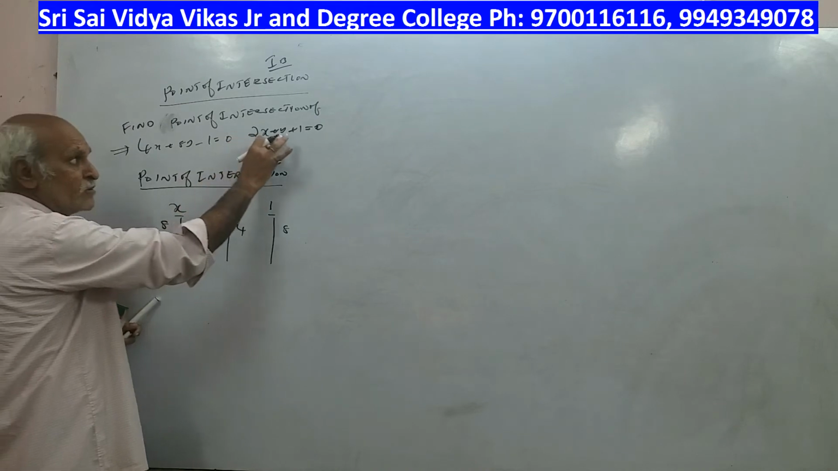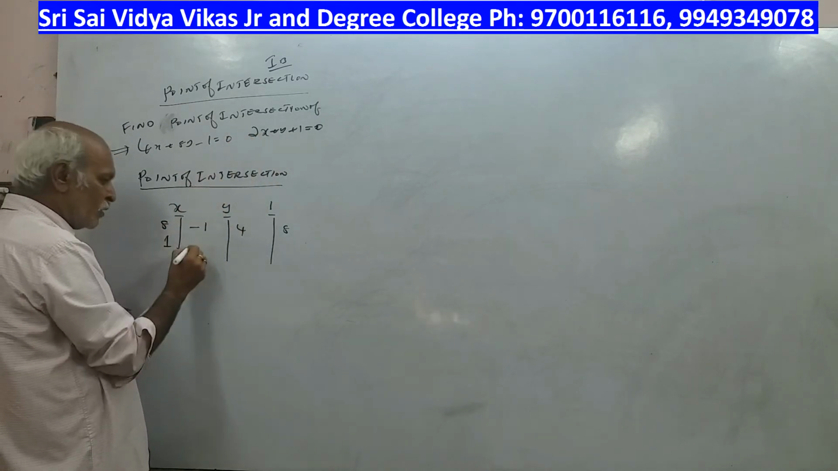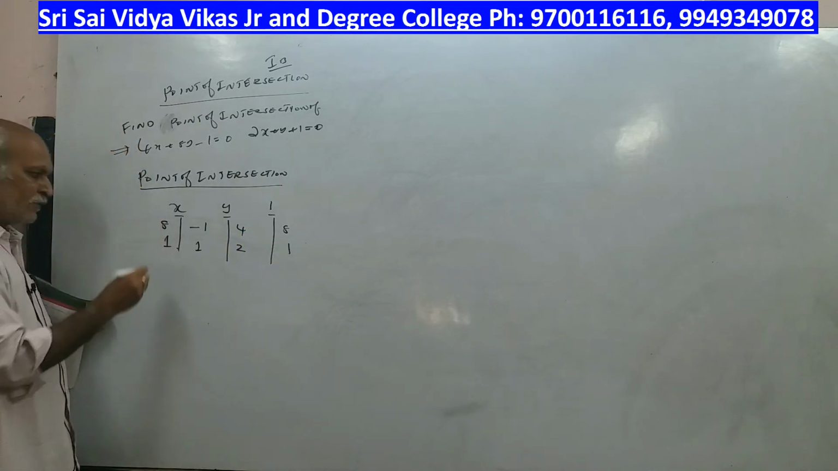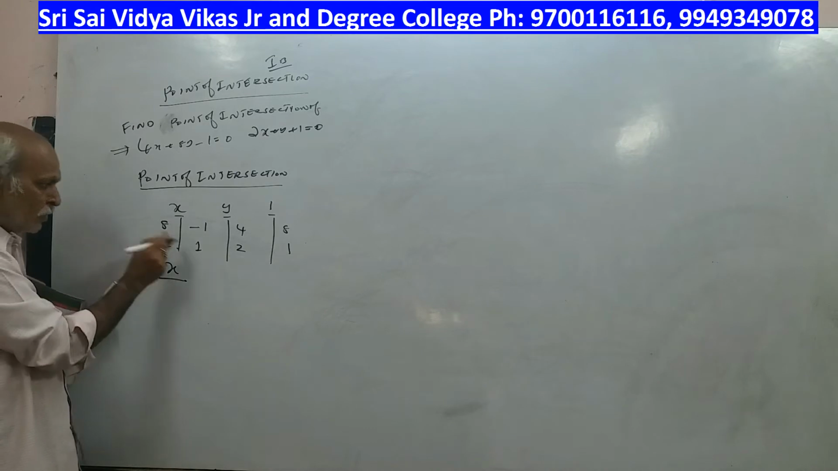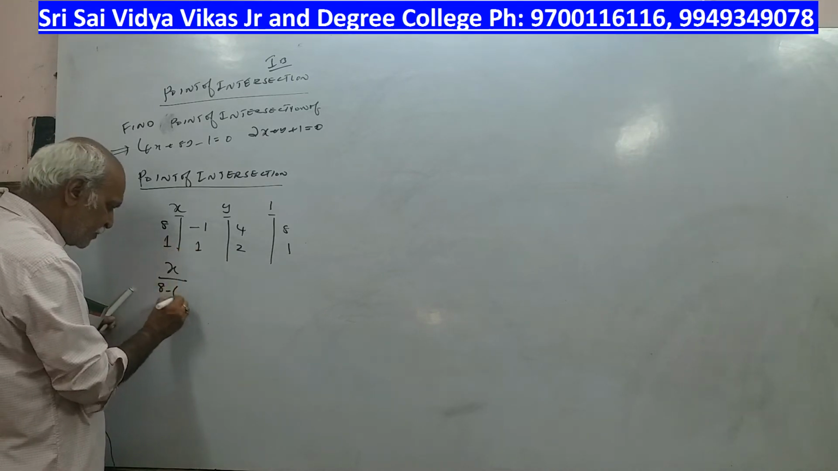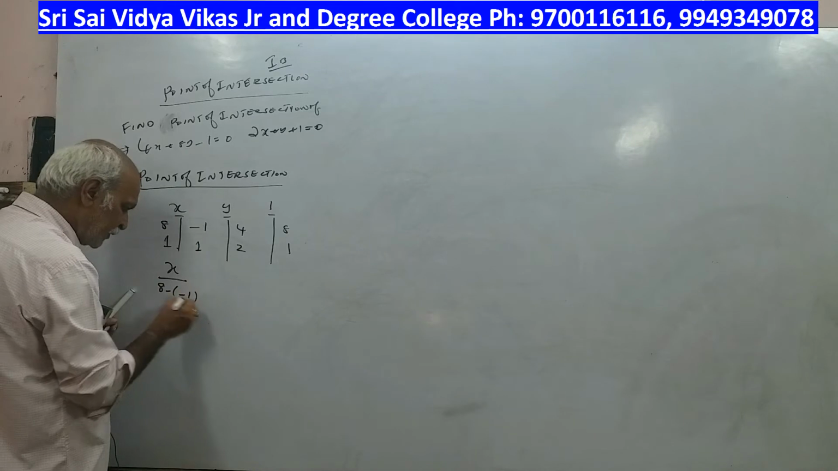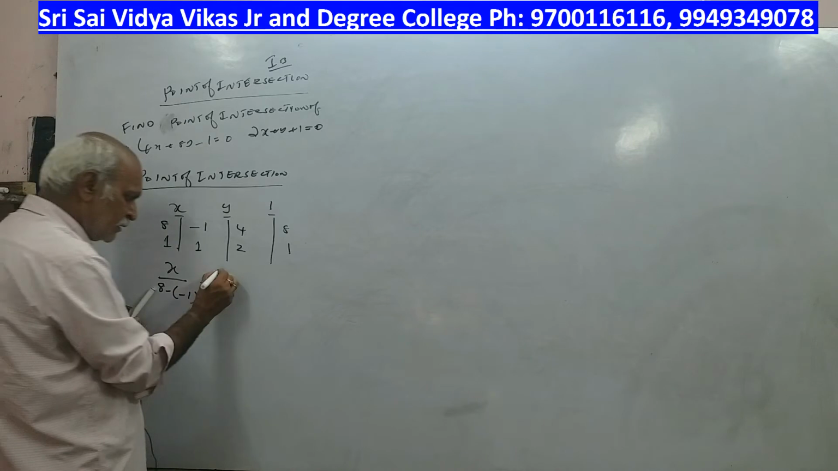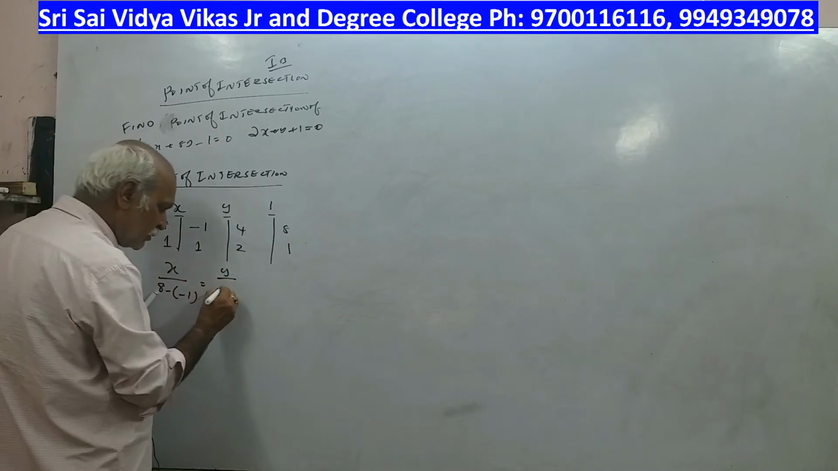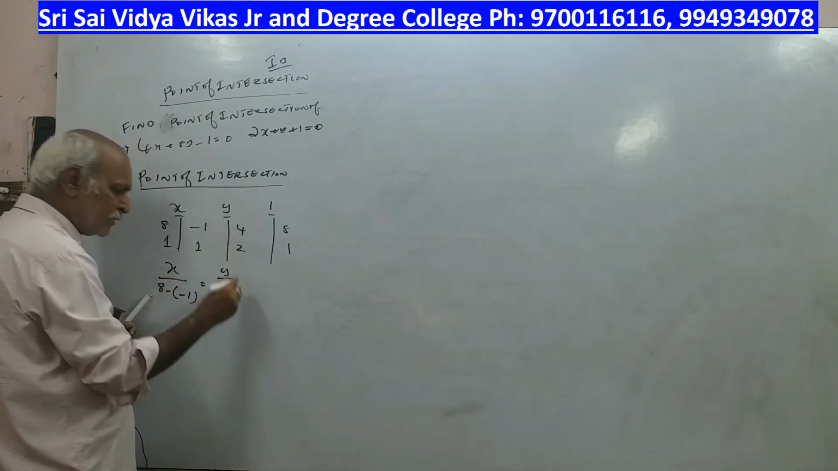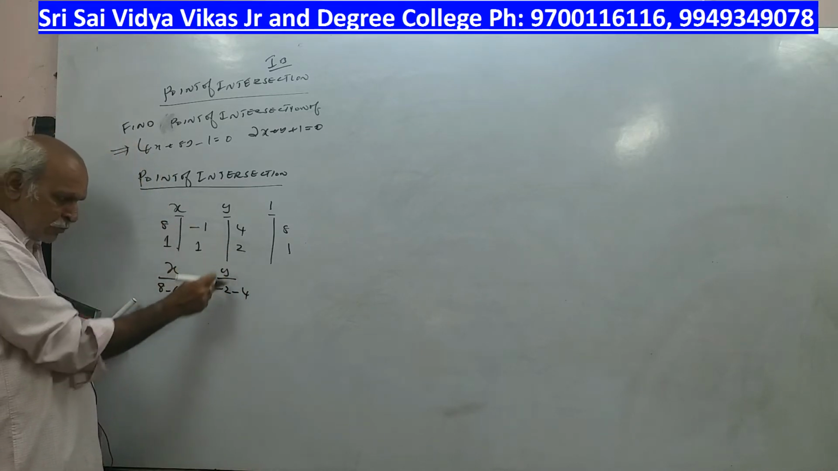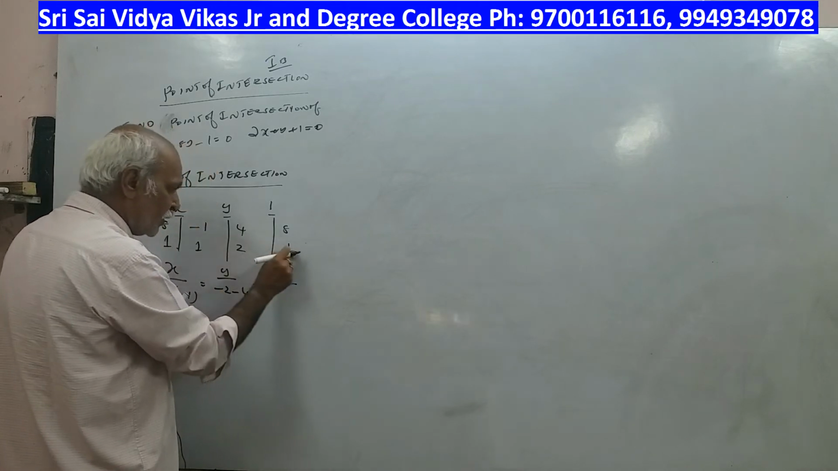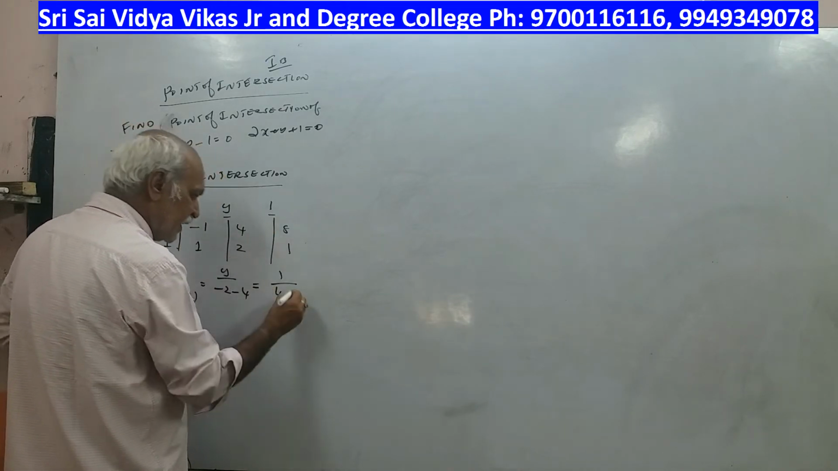Next, what about the second one? The y coefficient is 1, constant is 1, then 2, 1. Right below this. Now x by cross multiplication: 8 into 1, 8, minus of 1 into minus 1, minus 1. Next, y by minus 1 into 2, minus 2, minus of 4 into 1, 4, is equal to 1 by 4 into 1, 4, minus 2 into 8, 16.